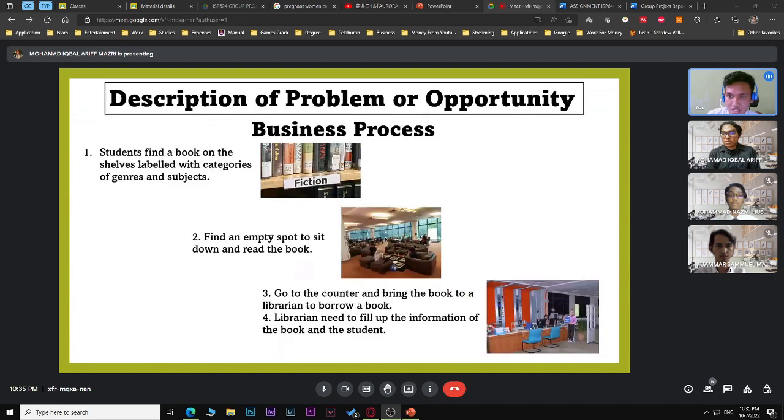Our business process is that first, students find a book on the shelf labeled with categories or genres and subject. Secondly, find an empty spot to sit down and read the book. And thirdly, go to the counter and bring the book to a librarian to borrow it. And lastly, the librarian needs to fill up the information of the book and the student.